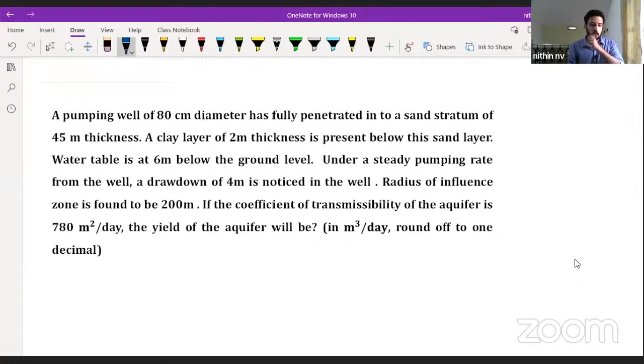They are the topics which can ask for 1 mark, or in MSQ type of question: which of the following statements are true? So I hope you have gone through the question and taken down the data. First of all, tell me whether this aquifer is a confined aquifer or unconfined aquifer.